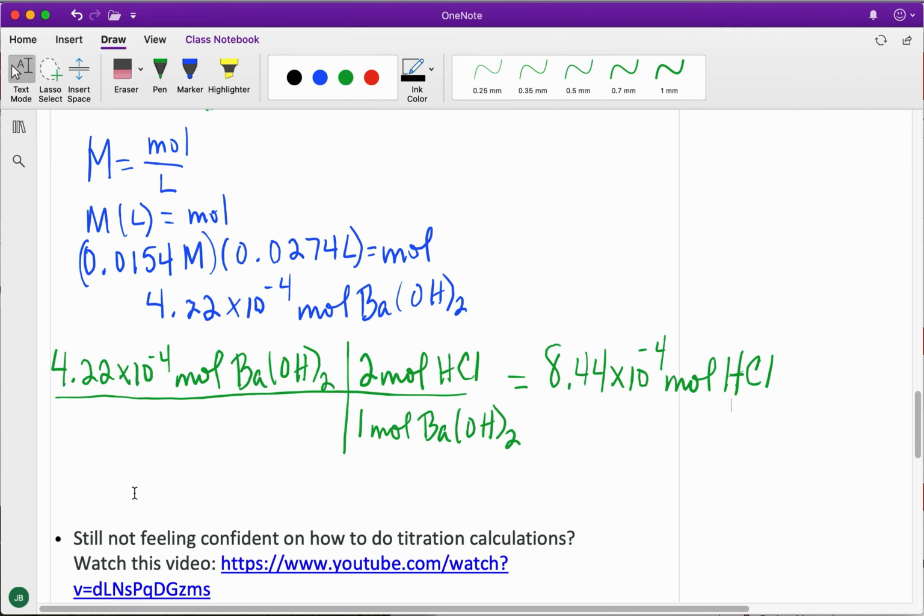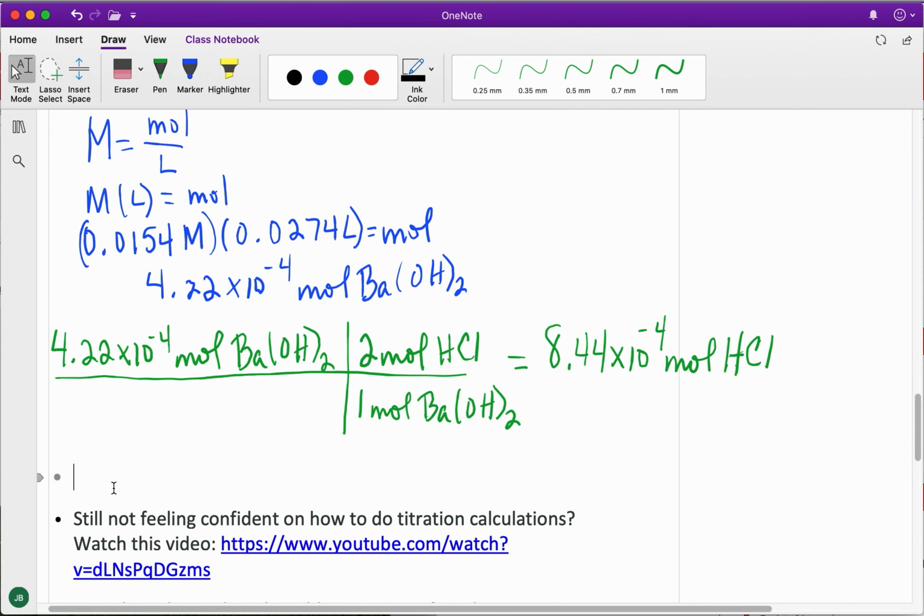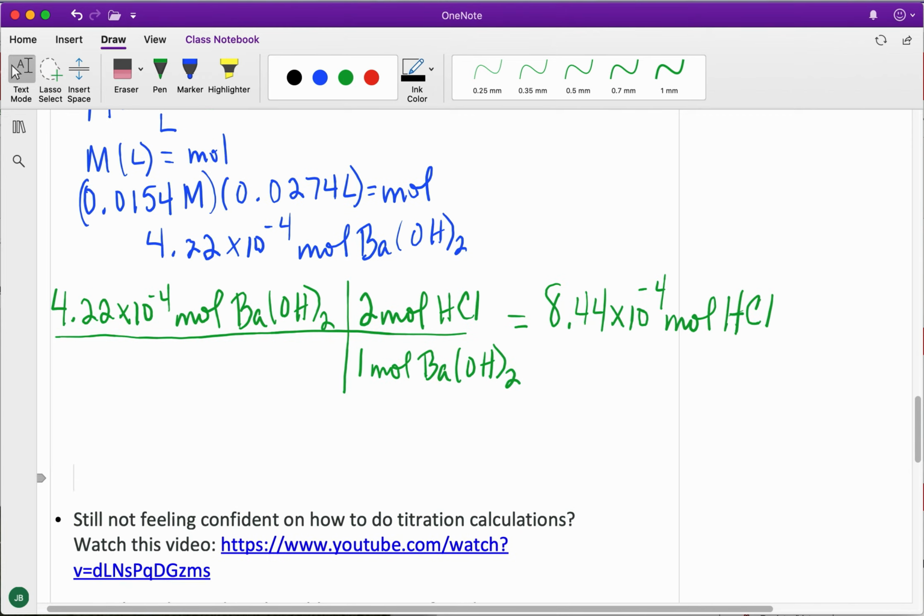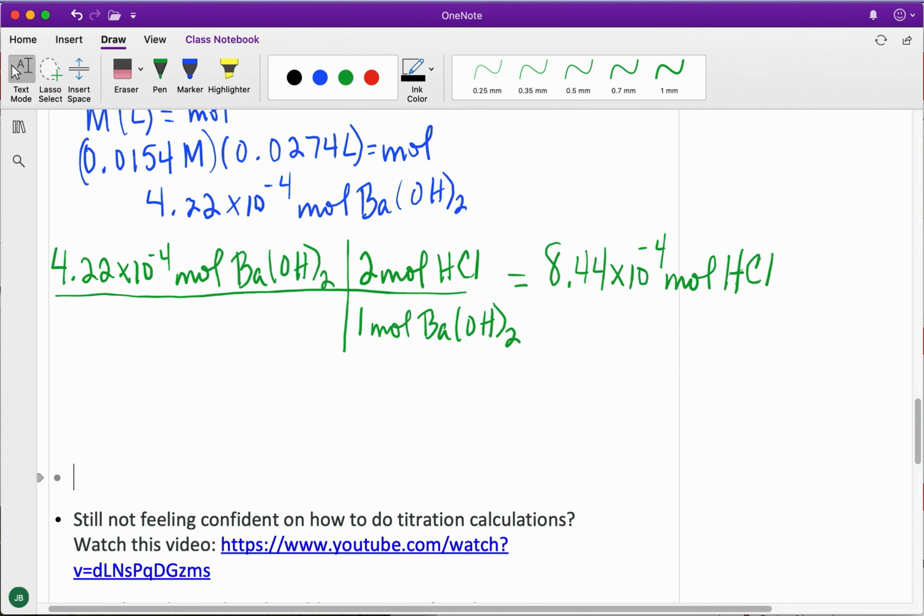Now, we are not done yet. We still have a little bit more to go because remember the whole point of this was what? To determine the concentration of hydrochloric.